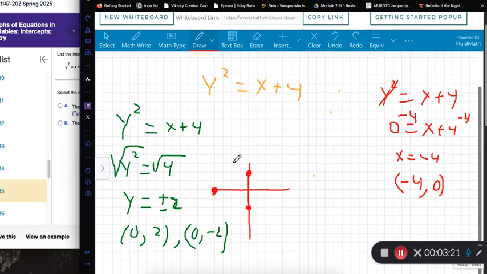Then because it's a function, we fill in, so it looks something like this. And it's going this way because y is squared. Sort of like if it was quadratic and x was squared, it'd be going up or down. But because it's y, it's moving along the x axis.